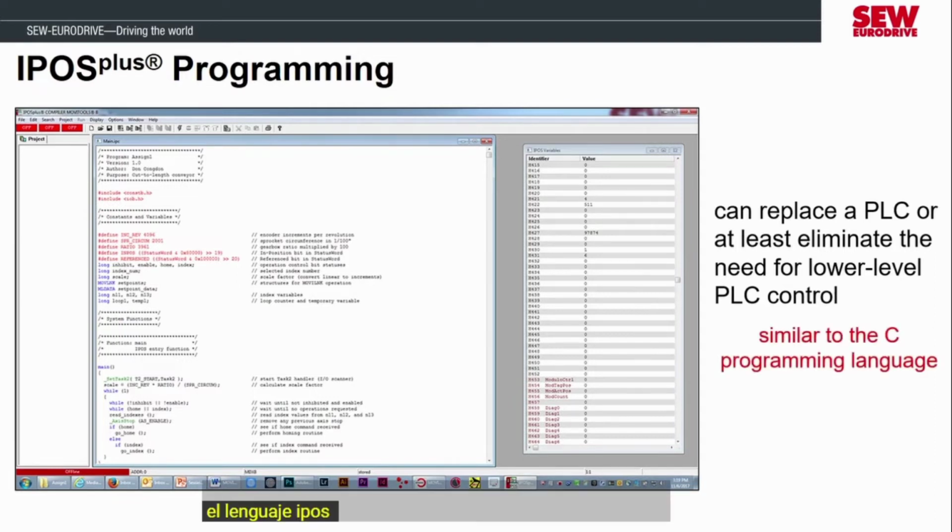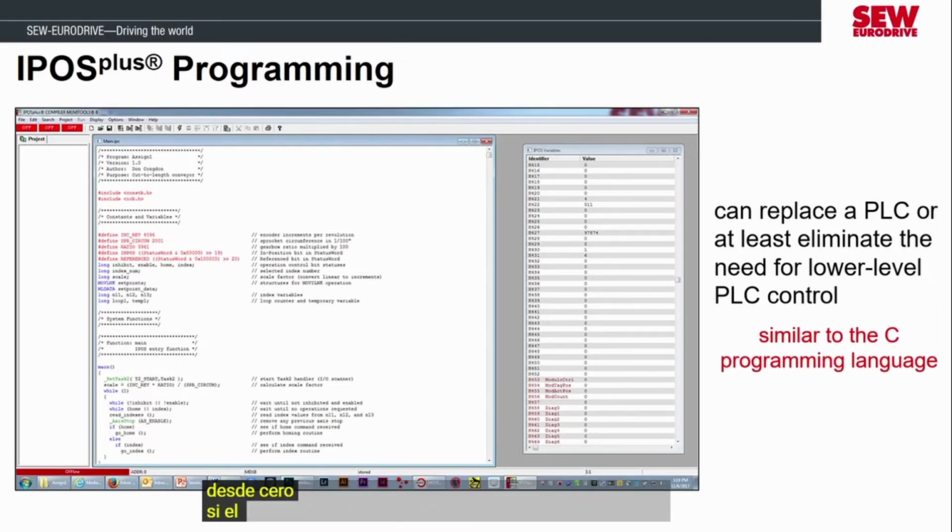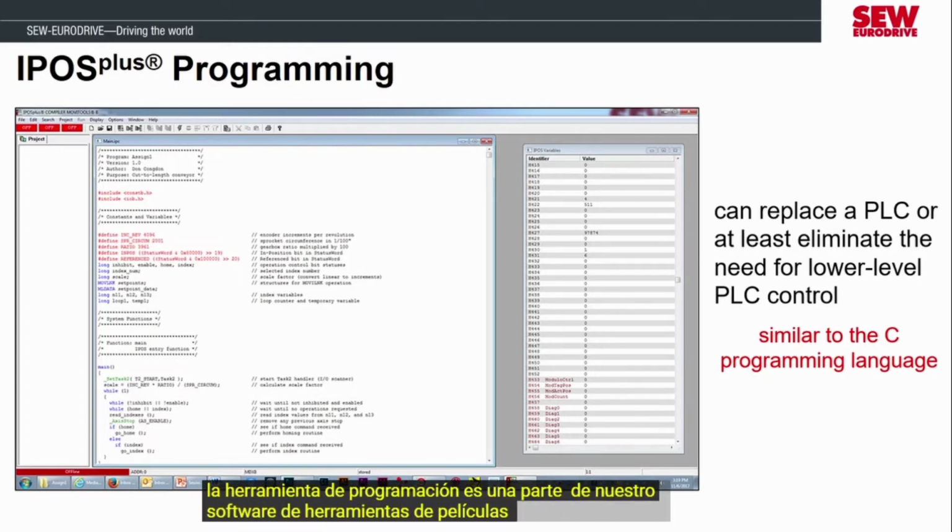The IPOS language is a streamlined version of the C programming language, so it makes it quite simple to write a custom program from scratch if the programmer has had C experience in the past. The programming tool is a part of our free Movitools software, so there isn't any software you have to pay for if you want to create a custom IPOS program for your application.